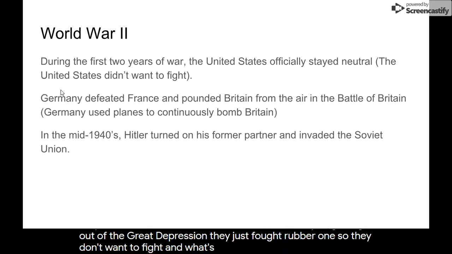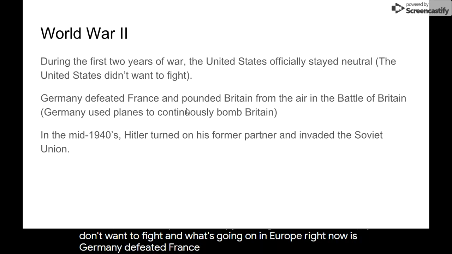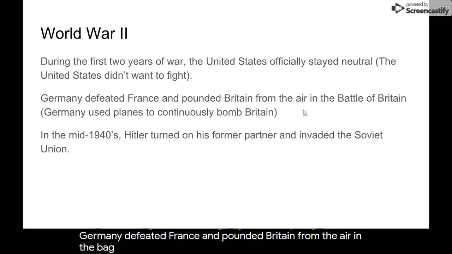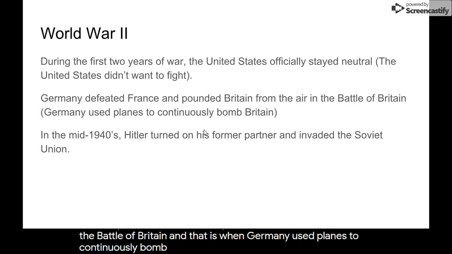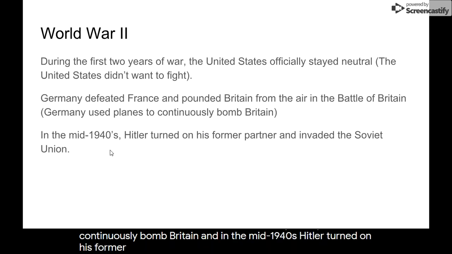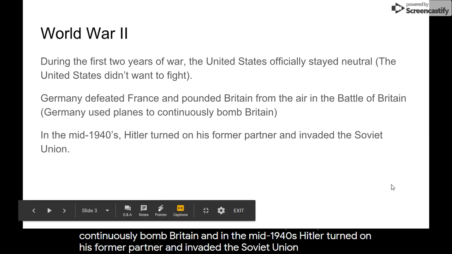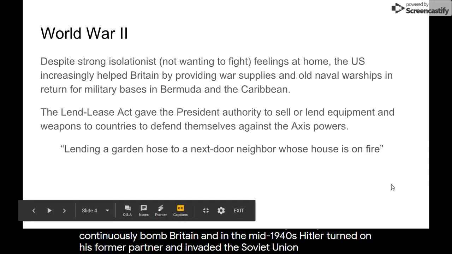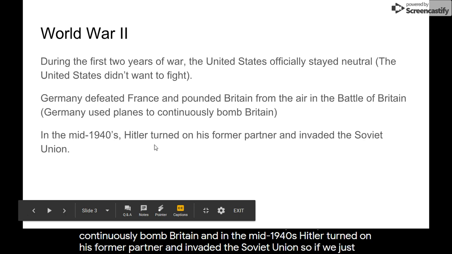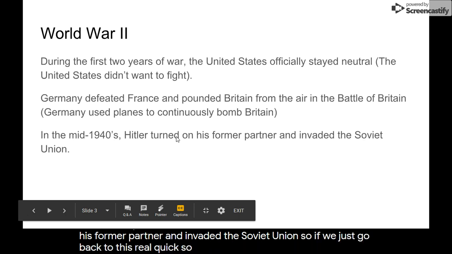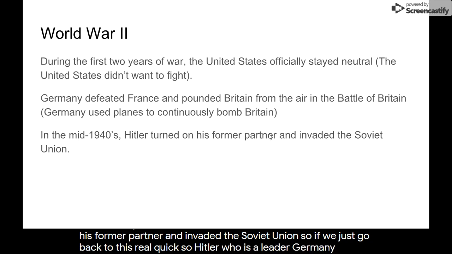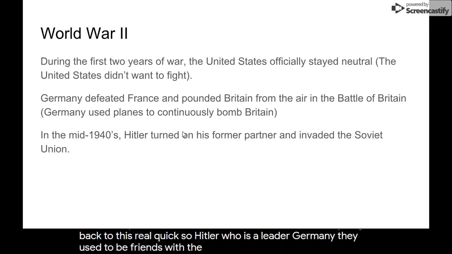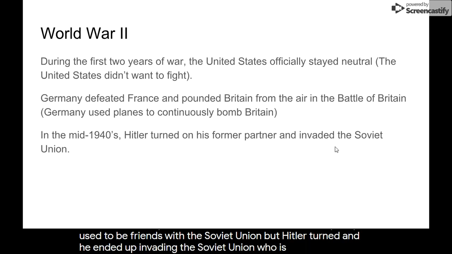And what's going on in Europe right now is Germany defeated France and pounded Britain from the air in the Battle of Britain. And that is when Germany used planes to continuously bomb Britain. And in the mid 1940s, Hitler turned on his former partner and invaded the Soviet Union. So Hitler, who was the leader of Germany, they used to be friends with the Soviet Union, but Hitler turned and he ended up invading the Soviet Union, who was supposed to be his partner.